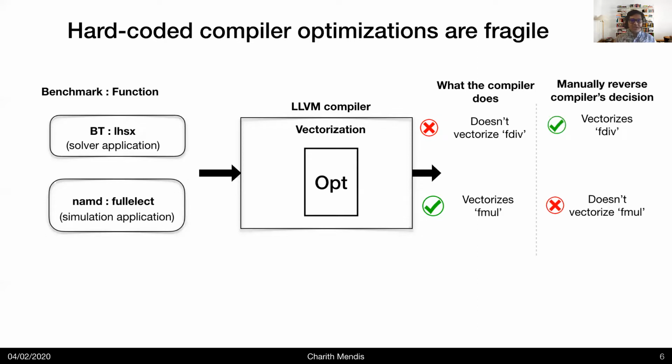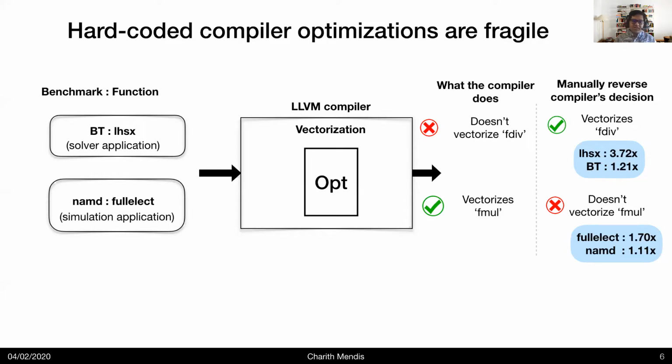However, if we manually reverse the decisions of the compiler and recompile it and re-benchmark the code, you can observe an appreciable performance increase in both the applications. In the first solver application, the encapsulating function got sped up by more than 3.7x, leading to an end-to-end application speed up of more than 20%. Similarly, in the simulation application, just by not vectorizing, the encapsulating function got sped up by more than 1.7x, leading to an end-to-end application speed up of more than 10%.